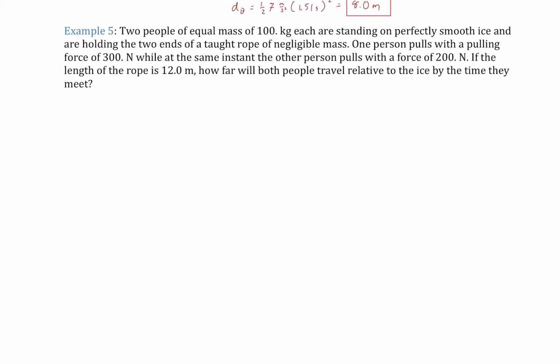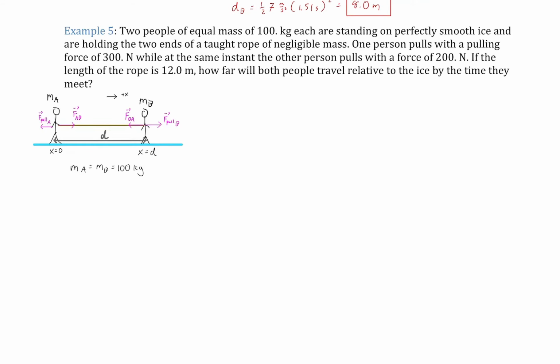So two people of equal mass of 100 kilograms, and I decided to at least keep them equal mass again, are standing on perfectly smooth ice and are holding the two ends of a taut rope of negligible mass. Okay, that's all it's saying. One person pulls with a pulling force of 300 newtons, while at the same instant the other person pulls with a force of 200 newtons. If the length of the rope is 12 meters, how far will both people travel relative to the ice, there's some new wording, by the time they meet?